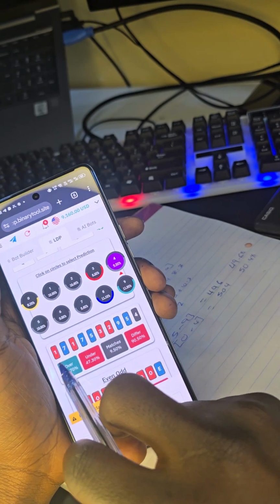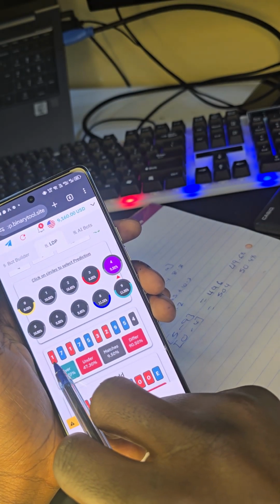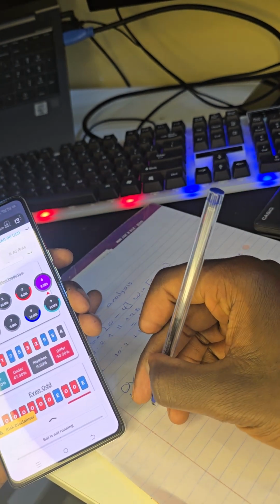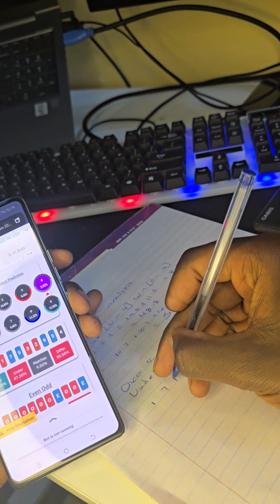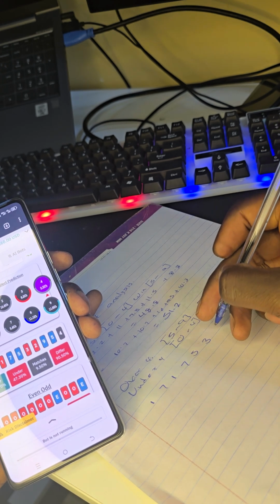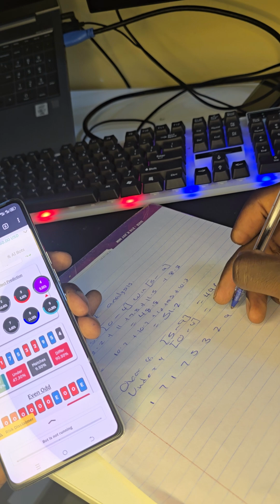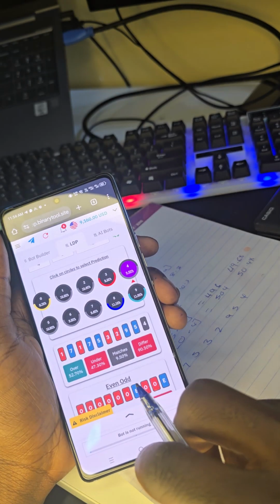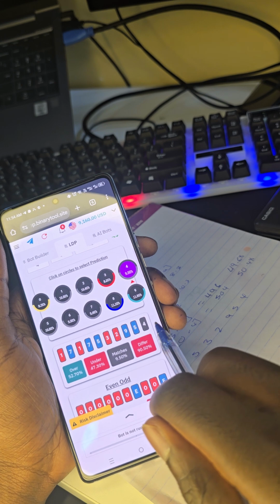So kuko na hii kitu hapa inajita the last digit. So utapata kuko na digit 1 7 1 7 5 3 2 9 5 4. So this one inatuonyesha the last digits pattern.